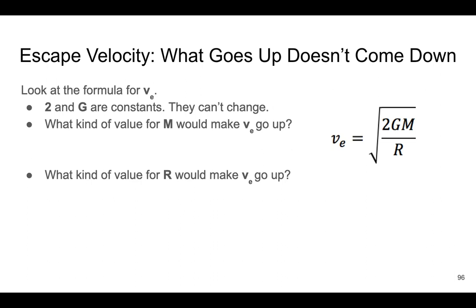What kind of value for M would make escape velocity go up? Would it be bigger or smaller? Well, it's in the numerator, so a big value for M would make escape velocity go up. Now, what kind of value for R would make escape velocity go up? So R is in the denominator, so that means when R gets smaller, your formula for escape velocity goes up.